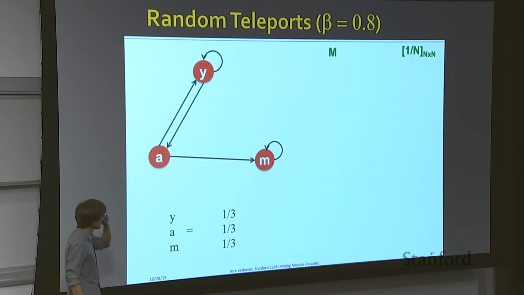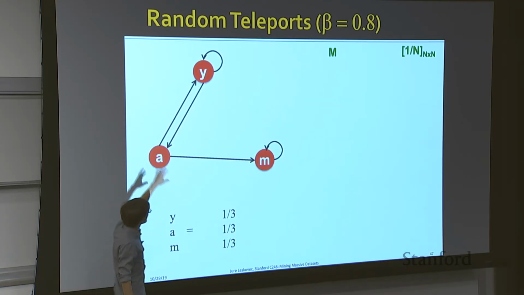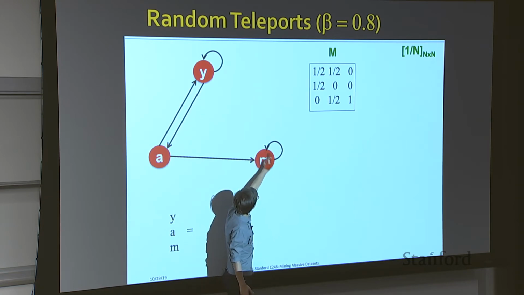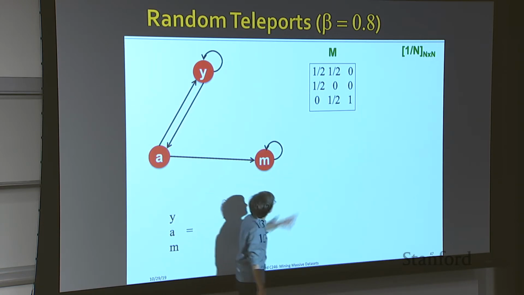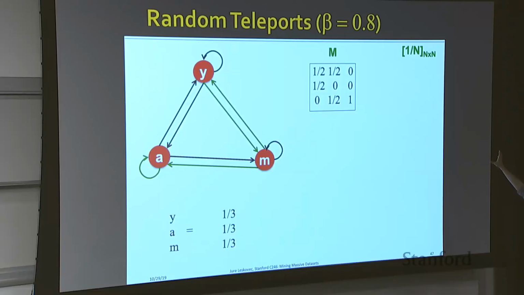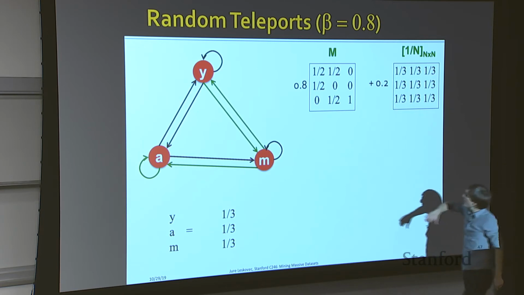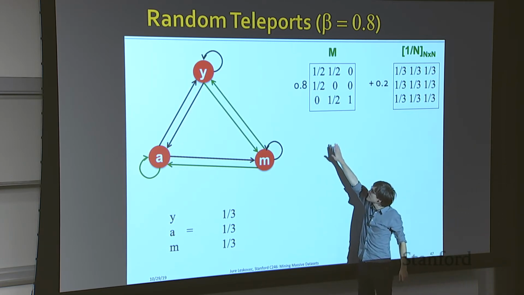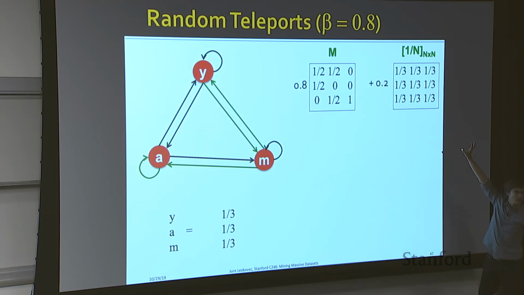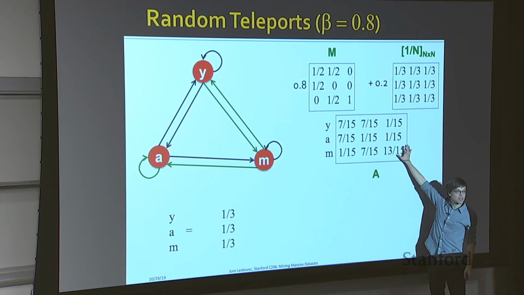So let me just show you what we just did. Here is our graph. Here is our matrix M. Notice that node M is now a spider trap. So this is matrix M. Then here is the random teleport matrix that I have. So my matrix A will be 0.8 times M plus 0.2 times this 1/3 type matrix, right? And if I add the two together, this is my matrix A, right?